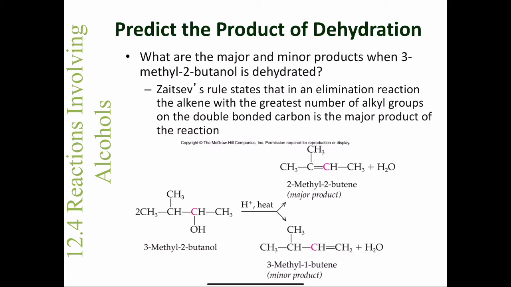Now let's examine the products. So if I look at the two carbons involved in the double bond in 2-methyl-2-butene, you can see I have a total of 1, 2, 3 alkyl groups attached to that double bond. And if I look at 3-methyl-1-butene, you can see I only have one, this isopropyl group over here, if you will, attached to that double bond. So since 2-methyl-2-butene has a total of 3 alkyl groups, and 3-methyl-1-butene only has 1 alkyl group, 2-methyl-2-butene is the more substituted alkene and is going to be the major product.